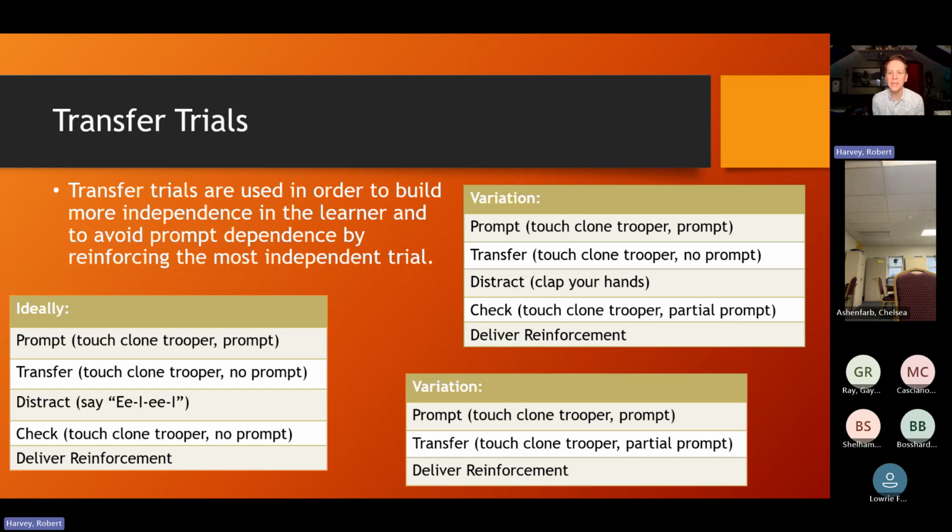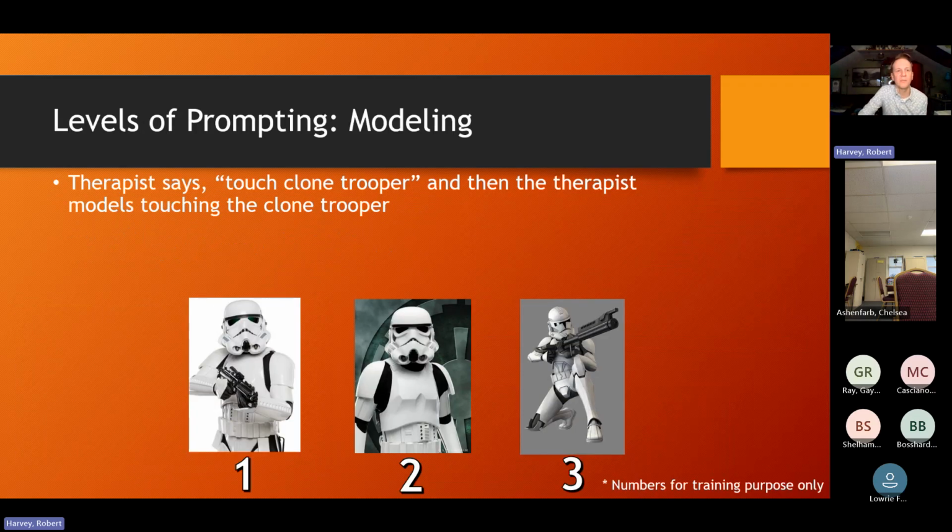So I'm going to say touch clone trooper, and I'm going to give her a partial prompt. So then maybe I tap near the clone trooper picture, or I start her hand towards the correct one, and then I deliver reinforcement, because that was more independent than the original kind of prompt. Or I could do the bottom right variation, which is I give the full prompt, okay, then I give a partial prompt, and I immediately deliver reinforcement, okay. Or I give the full prompt, and then I give no prompt, and then I deliver reinforcement. So I don't do a distractor in those cases. So you can do any number of variations to this, but really the one on the left is ideal.